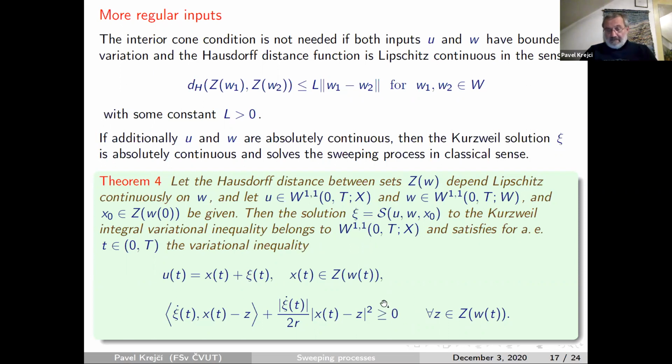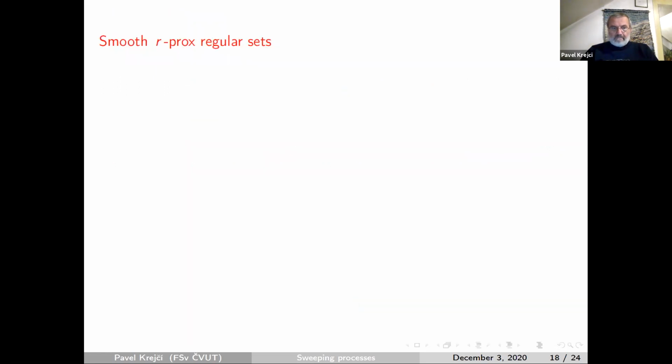But again, this is a consequence of the Kurzweil integral variational inequality. So the Kurzweil integral variational inequality now gives a unified recipe for how to define a solution of a non-convex sweeping process.